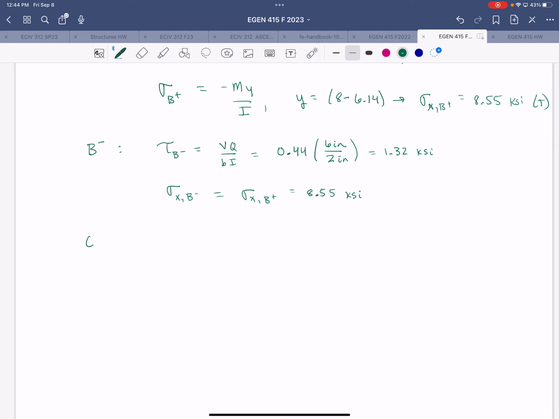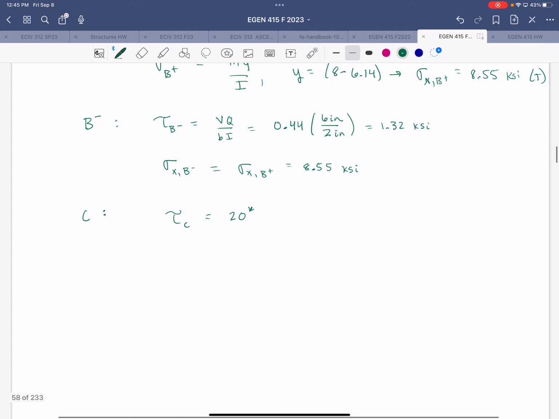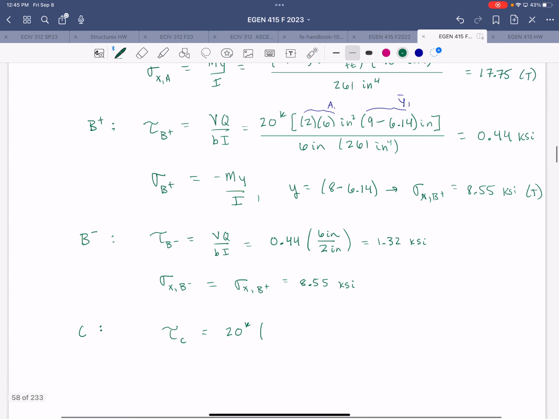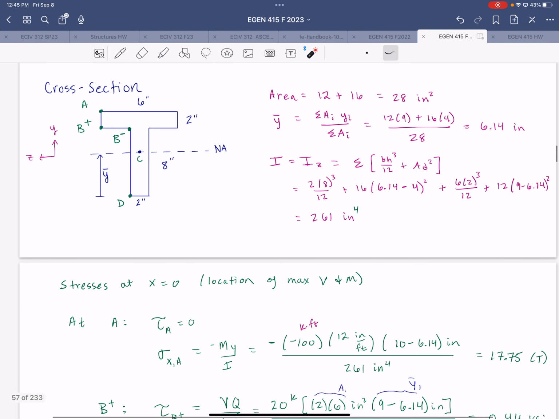So then we have the neutral axis now, where normal stress will be 0, so all we need to do is calculate the shear stress. So we're going to have a new Q to calculate, all right? So 20 kips times, we want the area below point C. So this is a trick, right? If you have a section like this where you have a more complicated area above it, use the area below it. It'll be a lot easier, right?